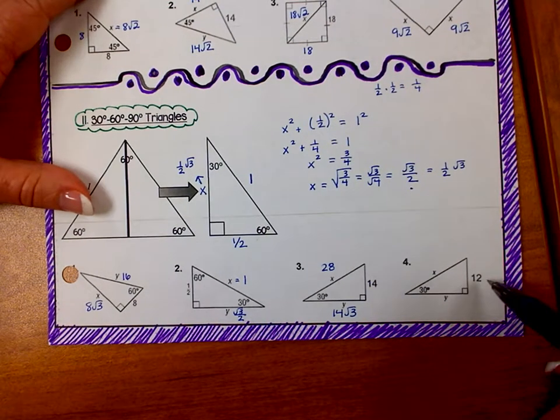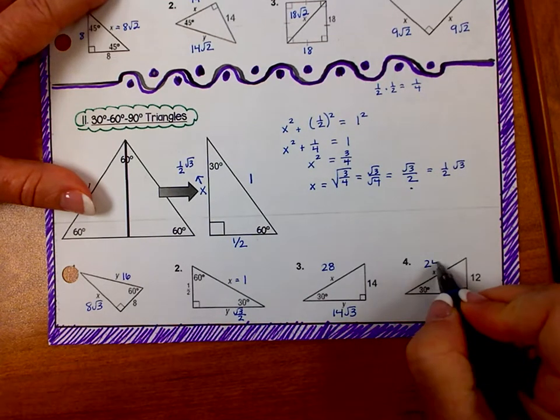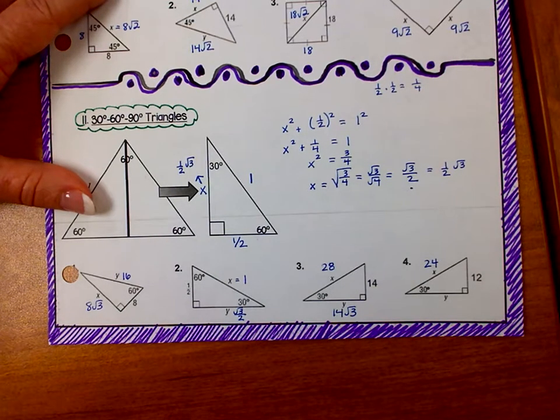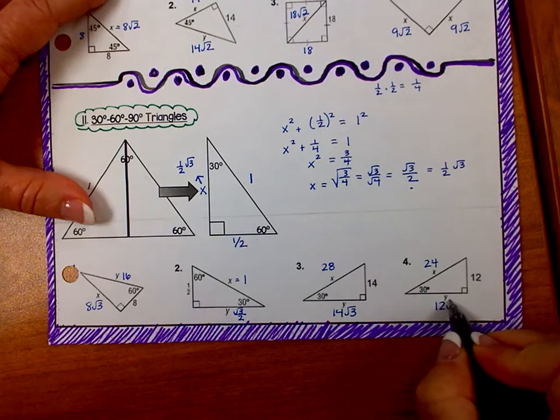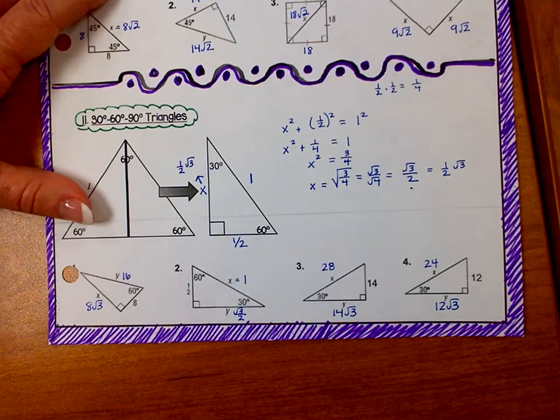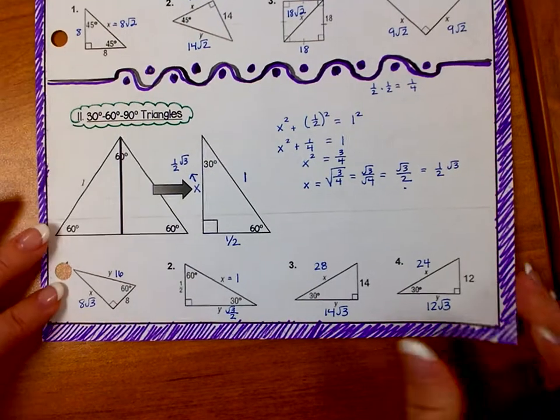And finally, here we have 12 as the shorter leg, so we double it, and the hypotenuse is 24, and we multiply the shorter leg by radical 3 to get the longer leg, which brings us to our theorems.